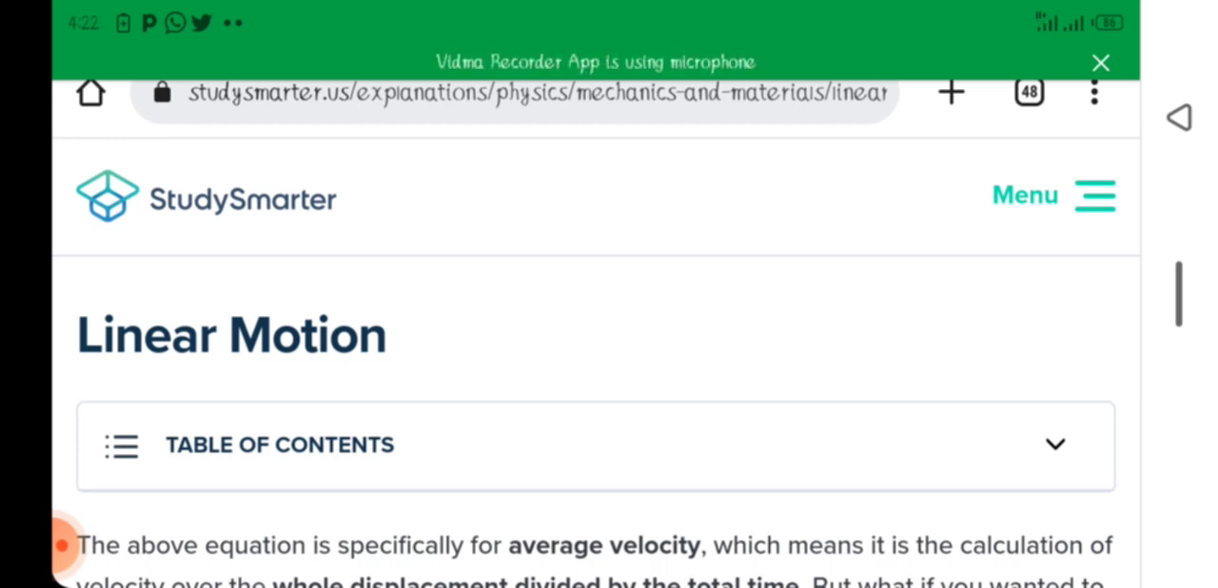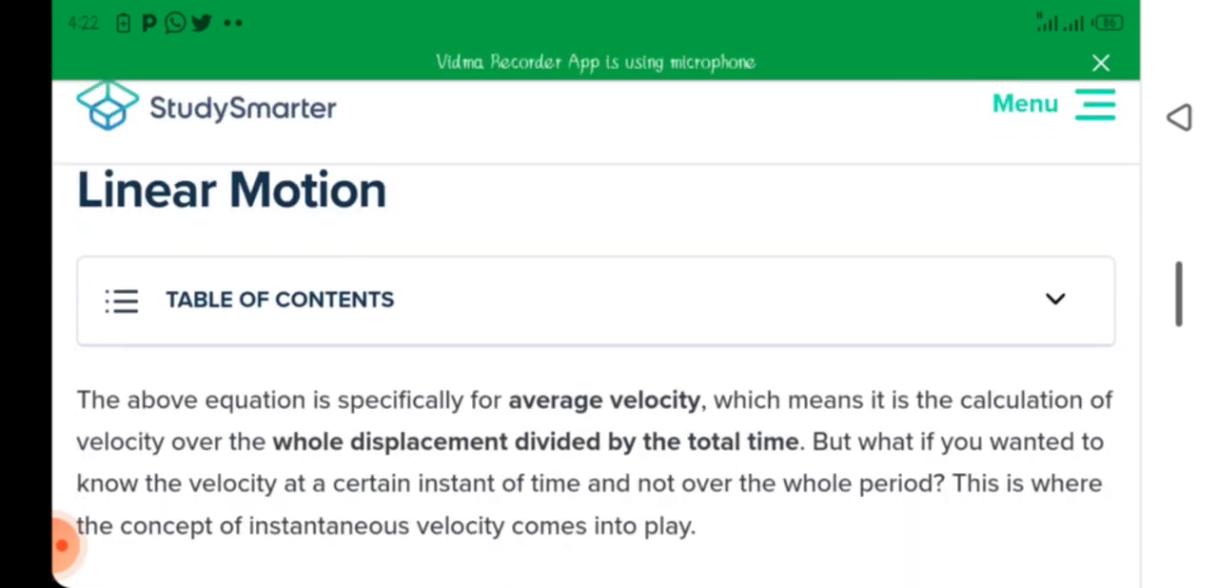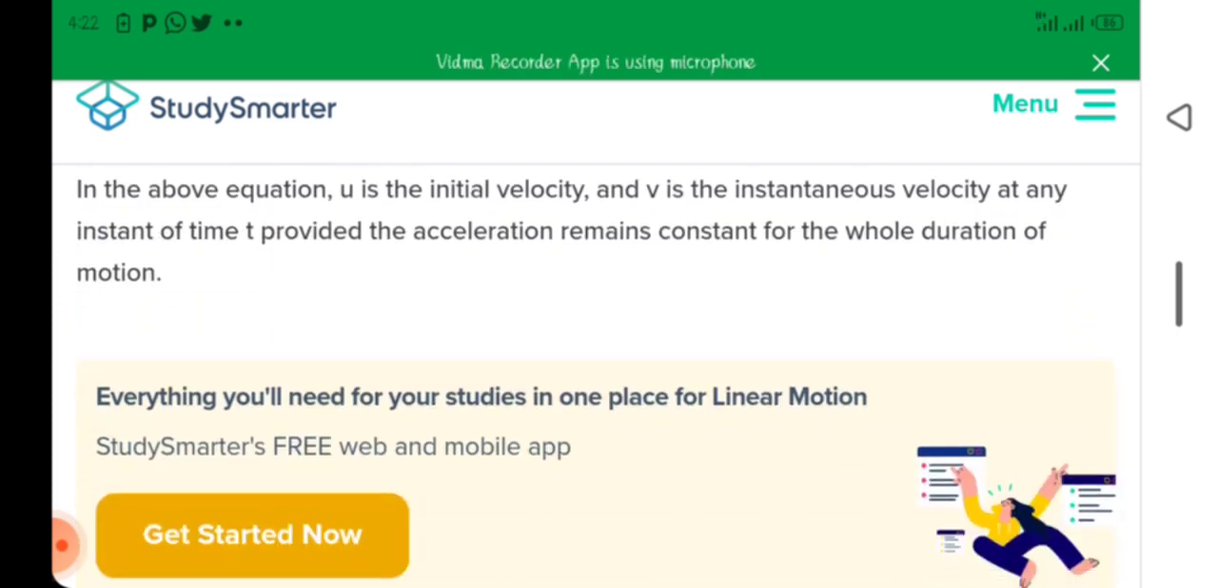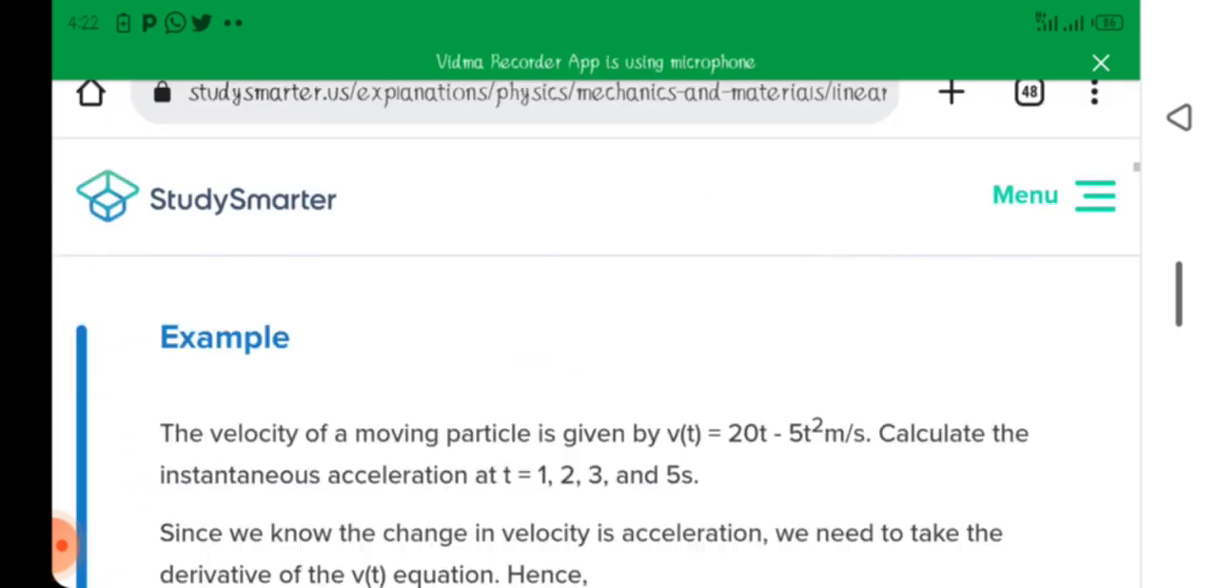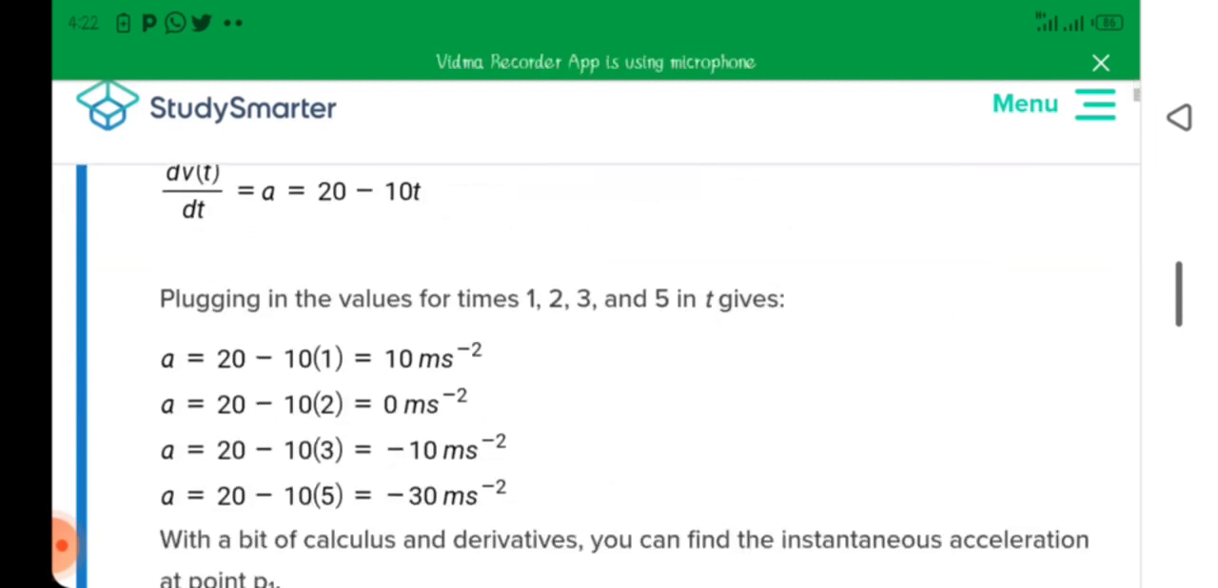Now let's go to acceleration. What is acceleration? Acceleration is the rate of change of velocity.